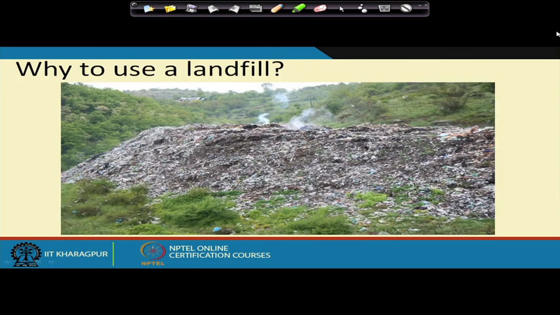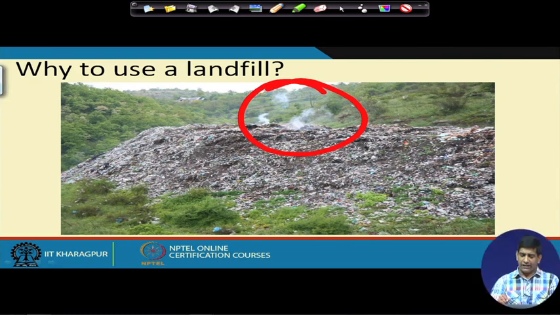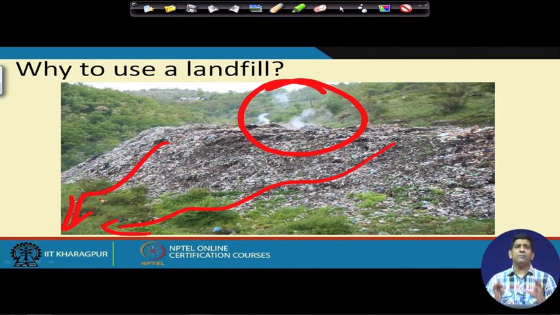Why use a landfill? If you don't use the landfill properly and you dump the waste along the side of the road, as you can see in this picture, that creates lots of nuisance. Because there is no gas collection system, you have emissions going into the atmosphere, which is also problematic. Then surface water can get contaminated, and rainwater percolating through may go either into the groundwater or into a nearby surface water. So there are a lot of problems with improper management of waste.